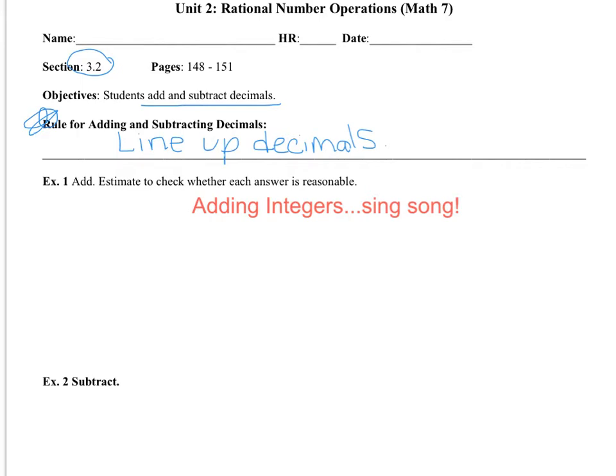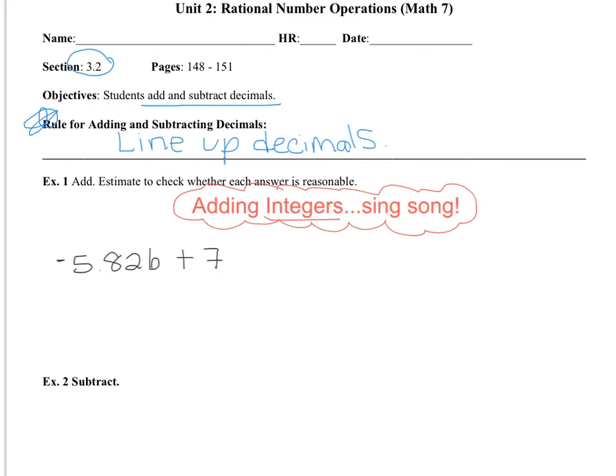One thing that's going to make our 7th grade decimal lesson a little bit harder than last year is we have to worry about our integer rule. Okay, so I went ahead and wrote that down. Just a brief reminder, I didn't write out the whole thing. But adding integers means we're going to sing that song that we learned.